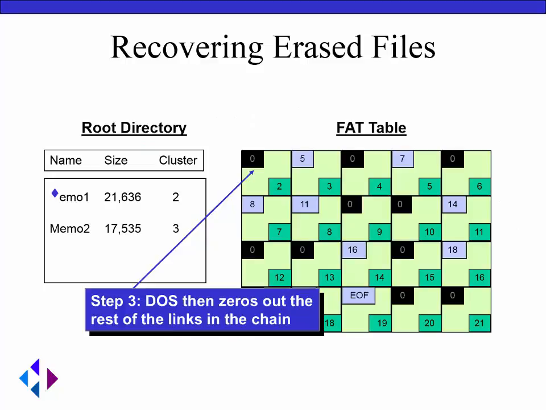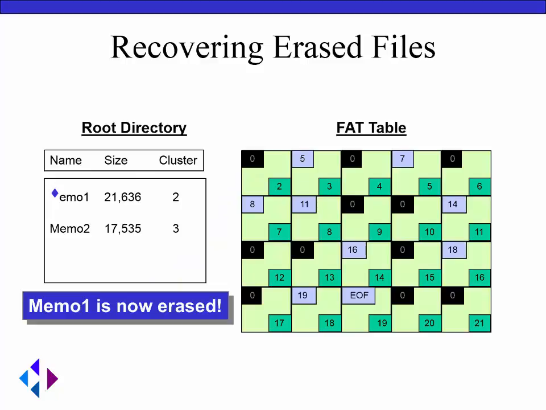The next item that the DOS operating system will do is zero out the rest of the links in the chain. Right before it erased the next link, the pointer in cluster number 2, it recorded that the next pointer was number 4. So then it jumps to number 4, sees that that cluster refers to cluster number 6 next. It then zeroes out the pointer in number 4 and jumps to number 6. It will repeat that process all throughout the chain that we had originally set up until it finally reaches cluster number 21, where it erases the end of file marker and again places a 0 to zero out the entire length of the file. At this point in time, Memo 1 is now erased.